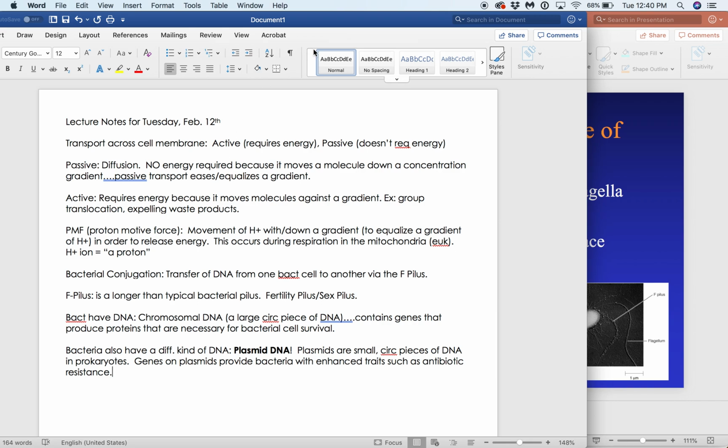In lab, in about a month or so, we will do a conjugation experiment. But for now, you need to know bacterial conjugation is the transfer of DNA from one bacterial cell to another via the F pilus. So that's an important one.